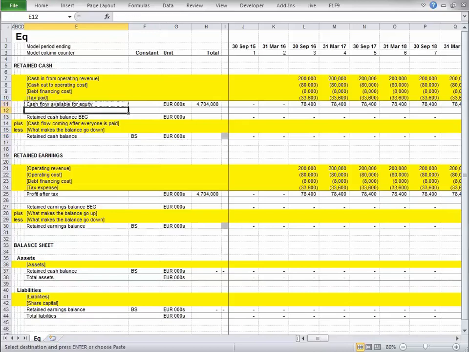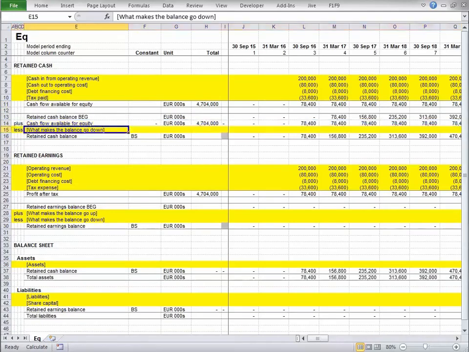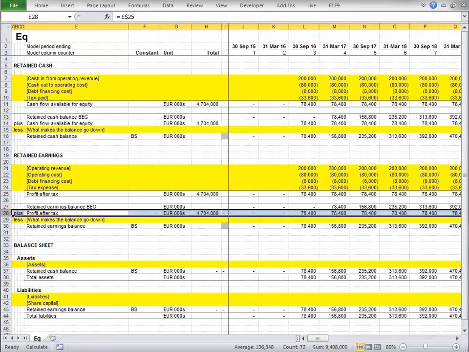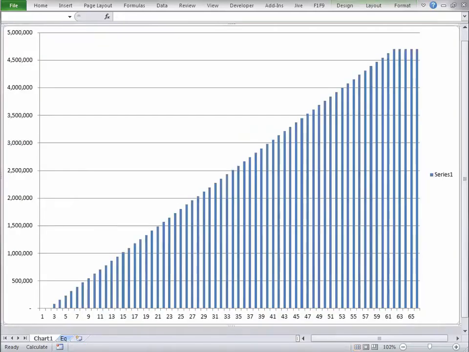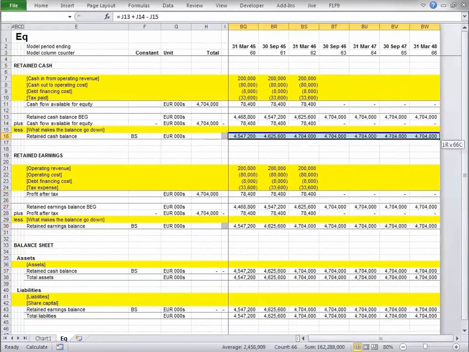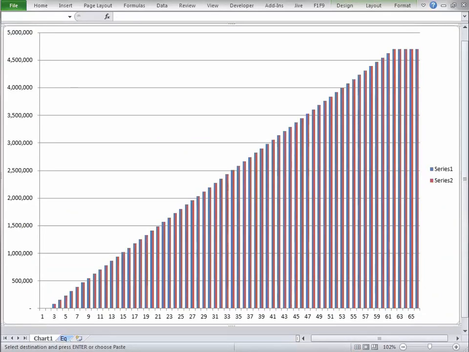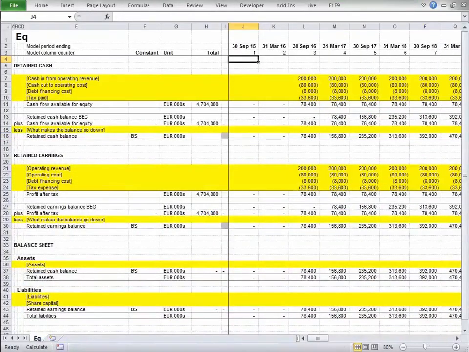Both my cash flow available for equity and my profit after tax can be linked into my corkscrews. That's what makes my retained cash and my retained earnings corkscrews go up. And if I chart the end balance on each corkscrew, you will see that retained earnings and retained cash are both accumulating throughout the forecast period. A key question for equity investors is going to be, how much cash can we extract from the business, and how quickly can we do it?